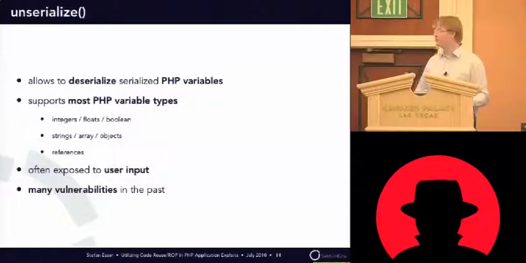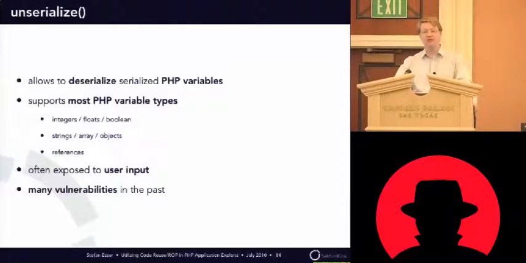unserialize is a function of PHP that is used to deserialize previously serialized data. It supports nearly all of PHP's data types. The only data type that's not supported is resources, but all the normal things like integers, floating points, booleans, arrays, strings, objects, and even references can be serialized and unserialized. When you look at PHP applications, you will see that they often expose this function to user input. And when you look at the history of the function, you see that there are a lot of vulnerabilities in the unserialize parser itself.